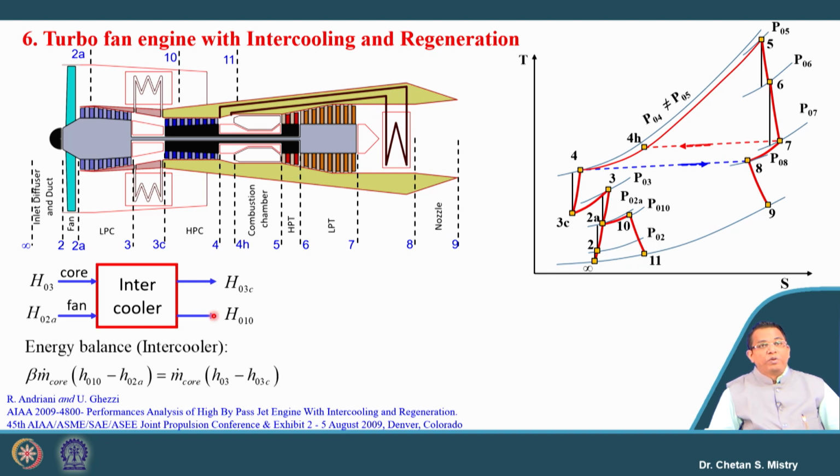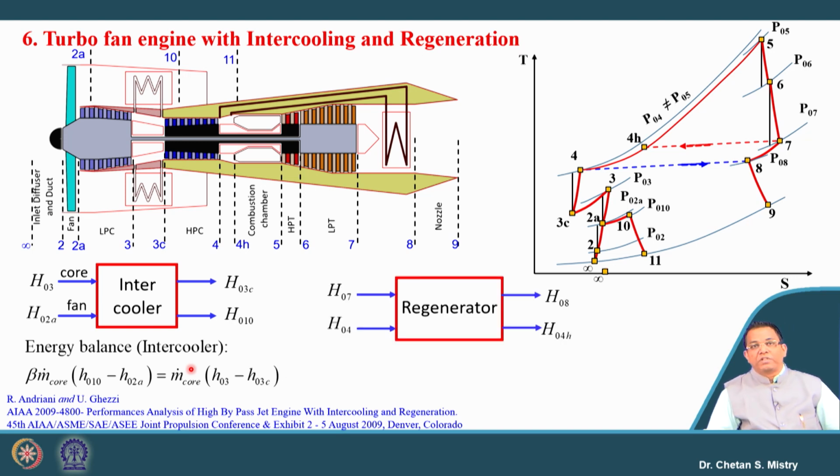If we do the energy balance, this can be represented in terms of m Cp delta T0, that is nothing but beta m dot core (H010 minus H03A), which is happening inside my fan stream, and here it is representing my core stream.